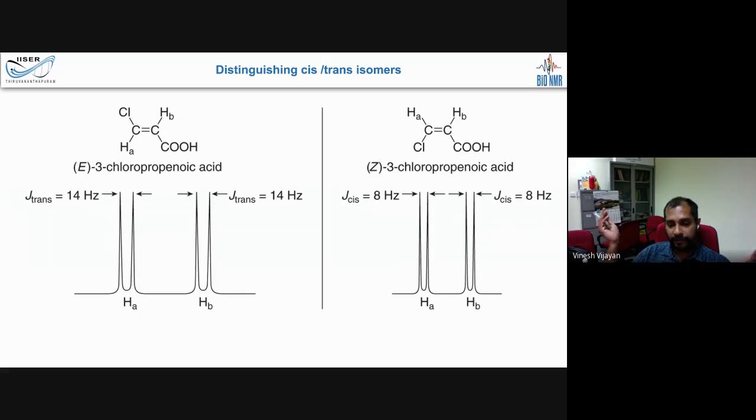Now, how do you distinguish between these two with almost similar chemical shifts? Trans coupling is 14 hertz, while cis coupling is 8 hertz. So when you measure the coupling, if it is higher, then that means it is trans. If the coupling is smaller, less than 10 hertz, then it is clearly cis. So this is 3-chloropropionic acid, and you are able to distinguish whether it is cis or trans just by measuring the coupling constants.